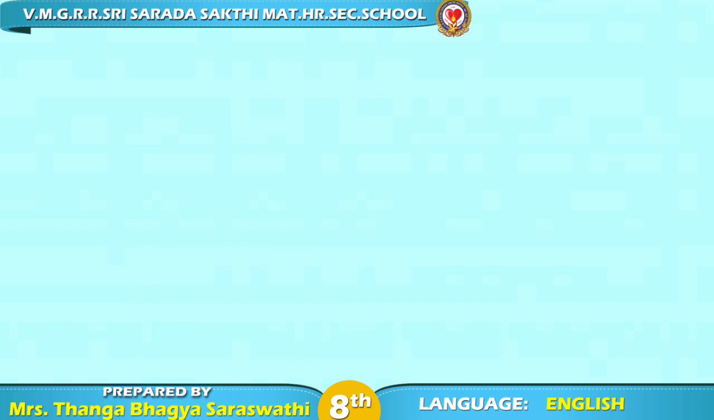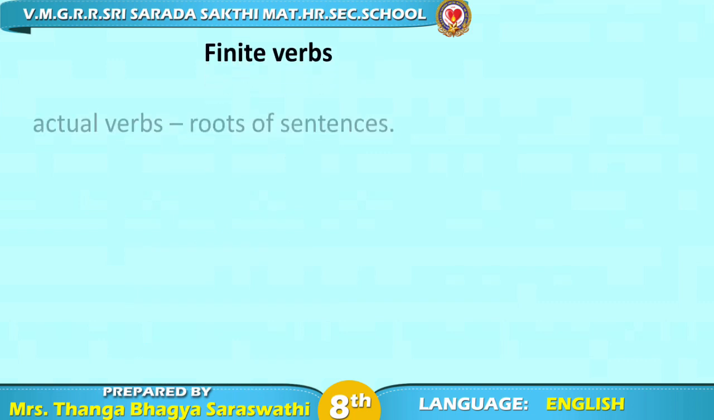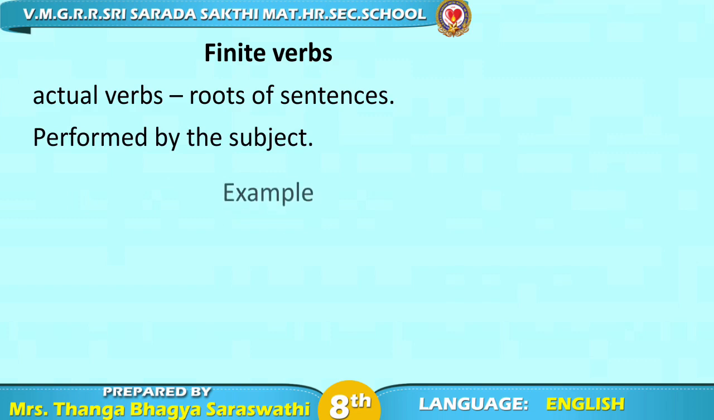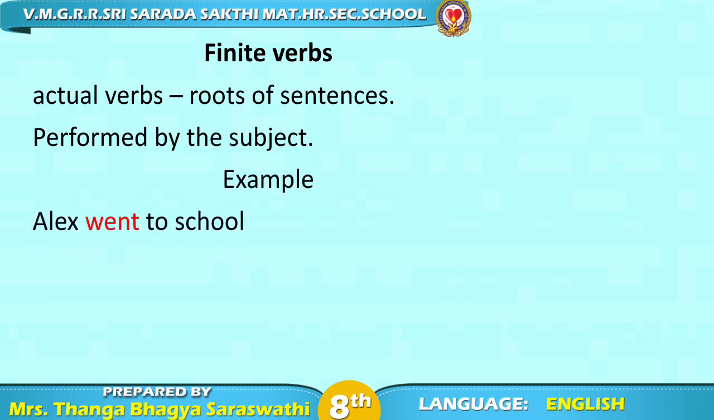First one is finite verbs. What is meant by finite verbs? These are the actual verbs and they are denoted as the roots of sentences. So these finite verbs are considered as the roots of sentences, and this verb is performed by the subject. For example, Alex went to school. Alex went to school. So here the action going is done by Alex.